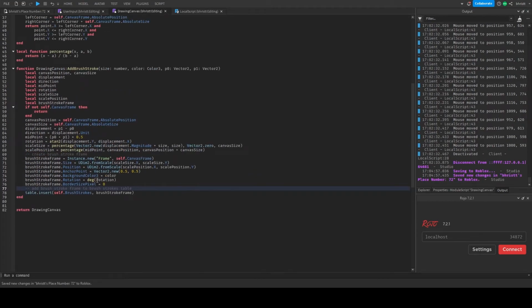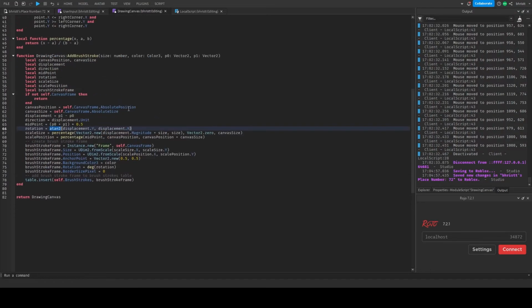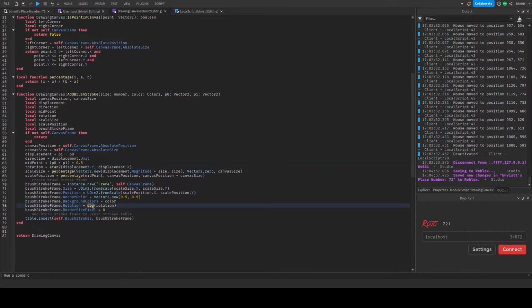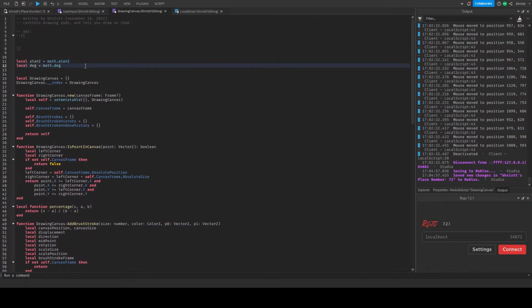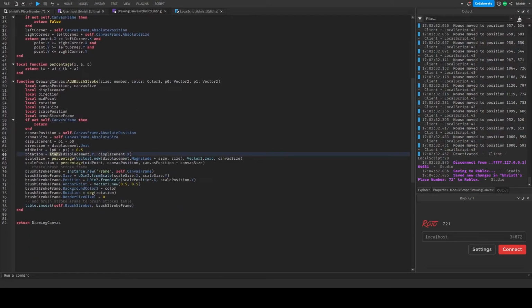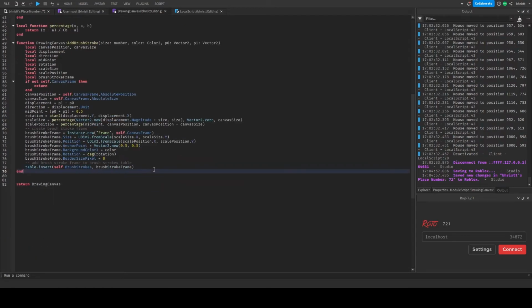And then we turn this rotation into degrees down here, because this rotation is going to be in radians. atan2 returns a rotation in radians, so we just have to convert it into degrees. And you can see that I put atan2 in degrees up here. I just did that so I don't have to type math.deg and math.atan2, just because it looks better like this. And here we made the frame, and we add it to the table of brush strokes.